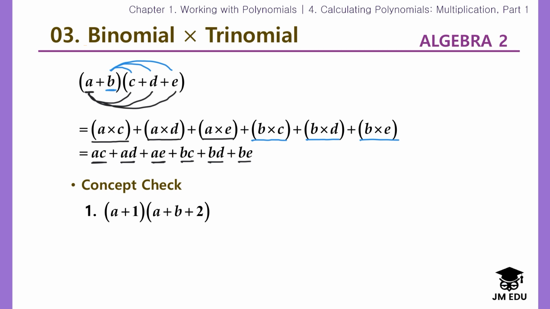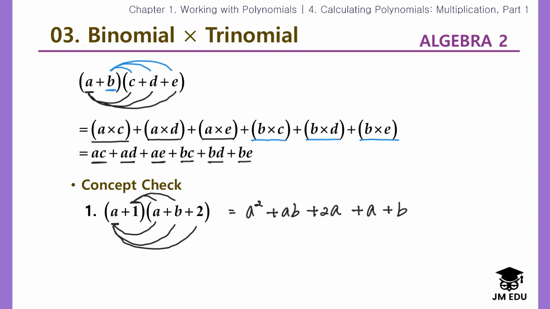Okay, concept check. We have a plus 1 times a plus b plus 2. Starting from a times a, that's a squared, plus a times b, that's plus ab, plus a times 2, that's plus 2a. Now, starting from 1, 1 times a, that's a. 1 times b, that's b. 1 times 2, that's 2.